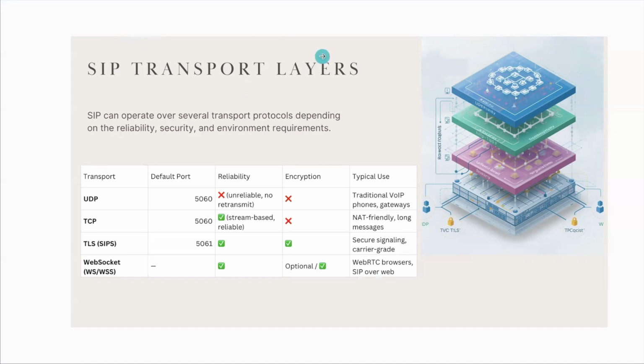So we can see here that UDP, used in traditional VoIP telephony gateways, is very lightweight. TCP is a little less lightweight. It's really reliable, and it's stateful. It means that it can hold the current state of the communication that we have. TLS is an encrypted TCP, and we have WebSocket as well.